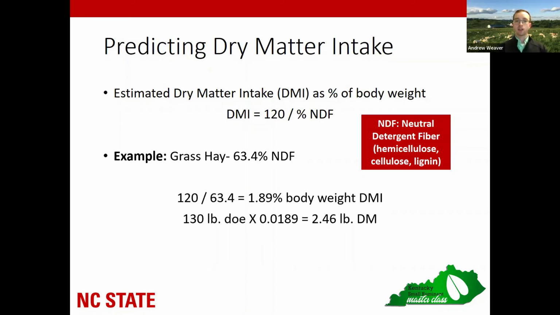So if we have a 130-pound doe and she's consuming 1.89% of her body weight daily, we take 130, multiply that by 0.0189, and we get 2.46 pounds of dry matter. So every day, if we were feeding this grass hay to a 130-pound doe, we would predict that she would consume about 2.46 pounds of that hay in dry matter.